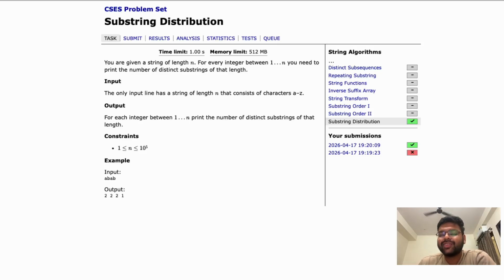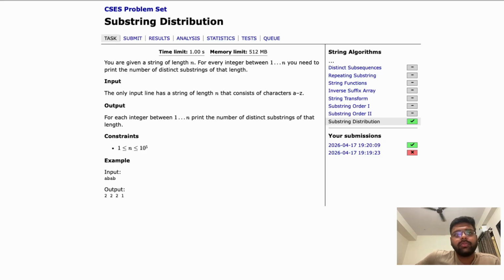So today we are going to discuss another problem from the CSES problem set. So without wasting much time, let's jump into the problem statement. The problem statement is saying you are given a string of length n and you need to find the number of distinct substrings of that particular length, and length goes from 1 to n.